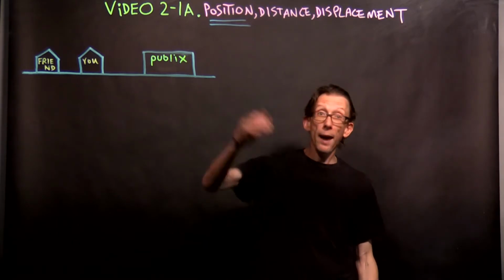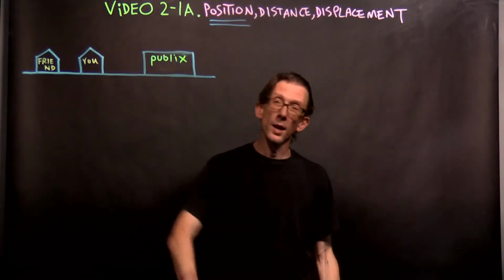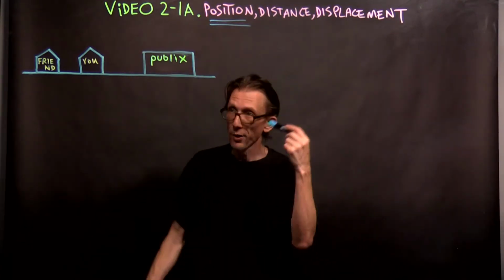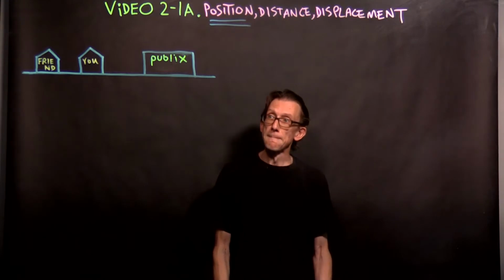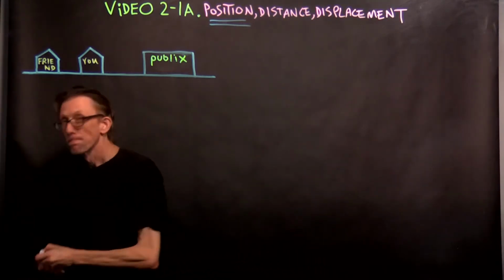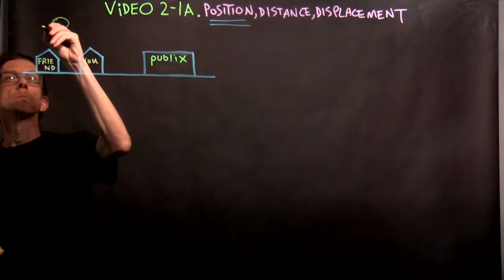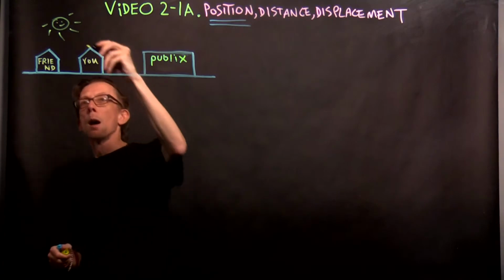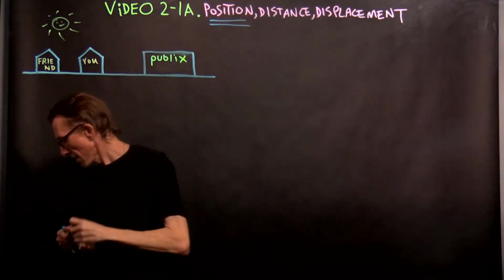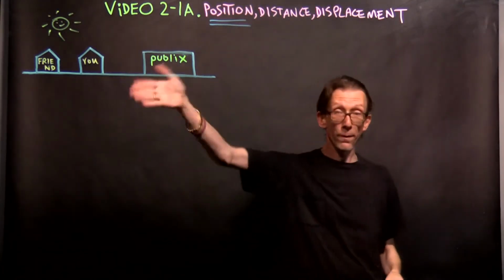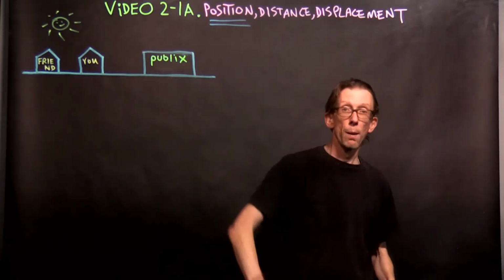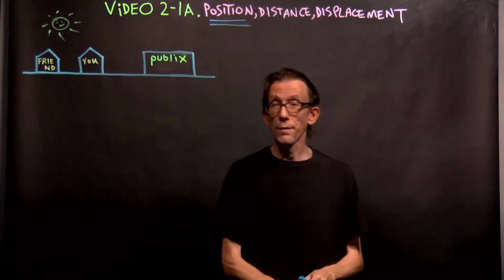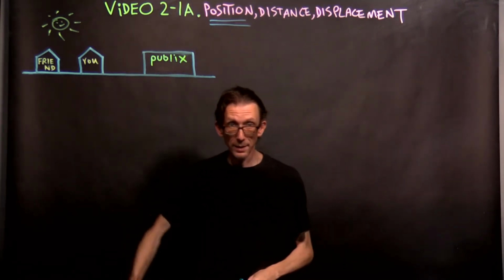Okay. Now, here we have a situation. We've got two houses and Publix. A little drawing here. Maybe I should have added some trees, some birds, who knows? But I didn't. I can at least add the sun. So let's say that we've got these two houses, your friend's house, your house, and Publix. And we're going to talk about the positions of these objects, of these places.